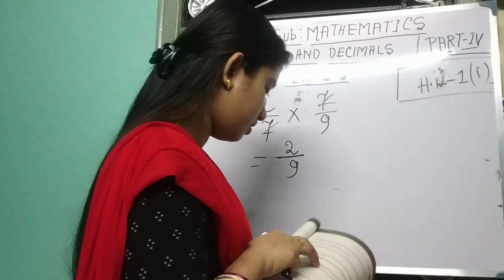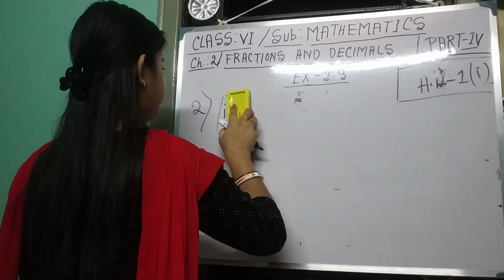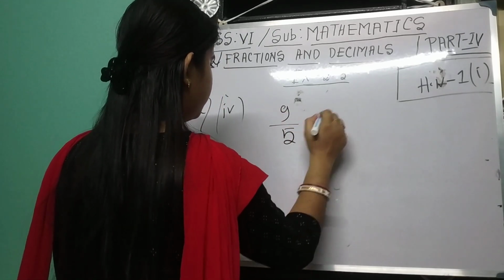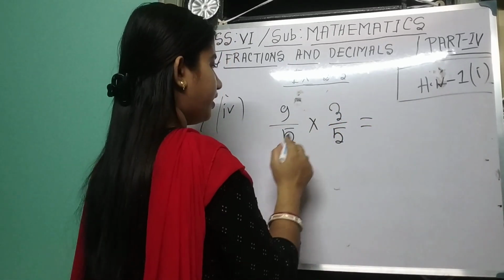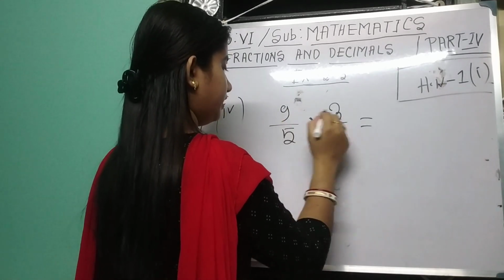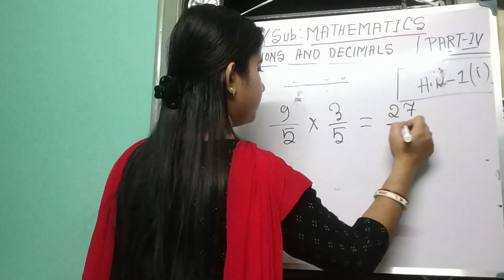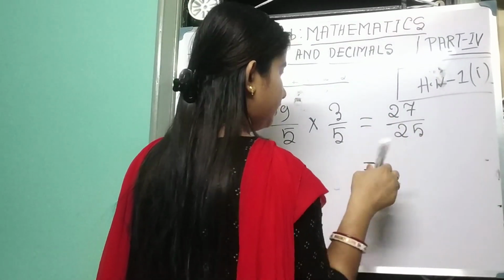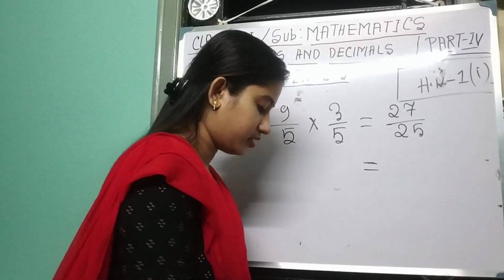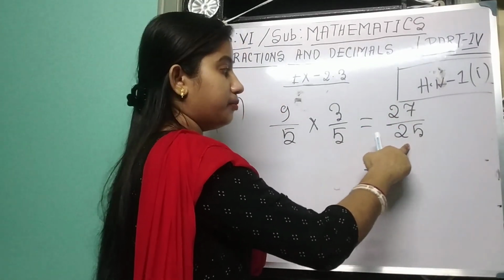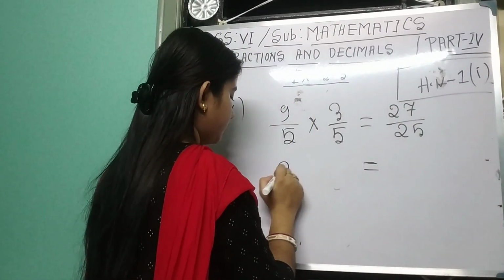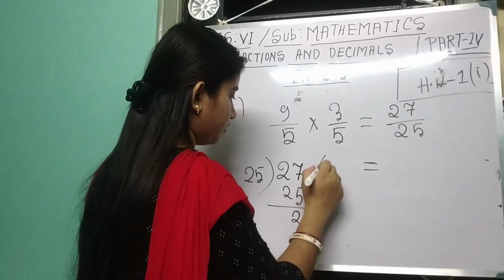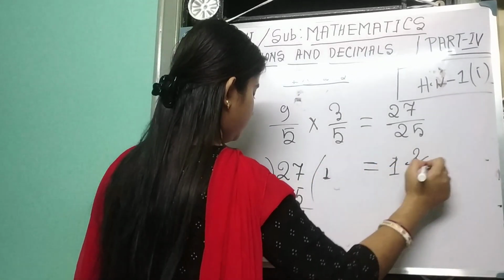And next, number 4: 9/5 times 3/5. So 9 times 3 is 27, and 5 times 5 is 25. You can write it in this form, this is also an answer, or you write it as a mixed fraction. Mixed fraction means divide 27 by 25, because 27 is larger than 25. 27 divided by 25: quotient 1 and remainder 2. Now we write this as 1 and 2/25.